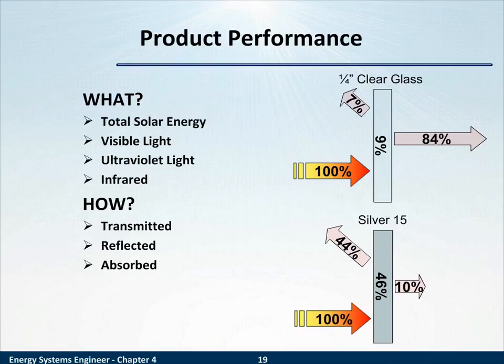Change that around and either add a silver 15 type window film or consider this that kind of reflective glass. Either one, with 100% of total solar energy again impinging on the glass. In this case, you have 44% reflected, 46% absorbed, and 10% transmitted.